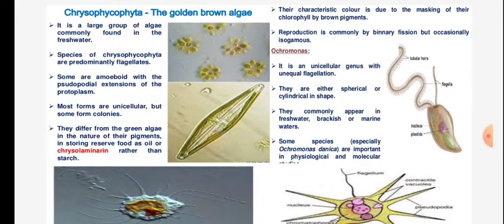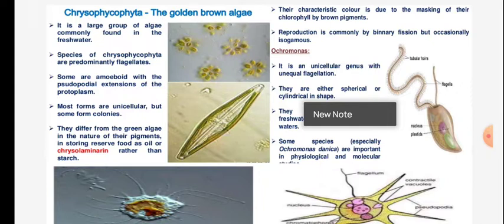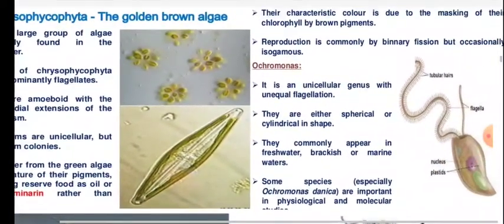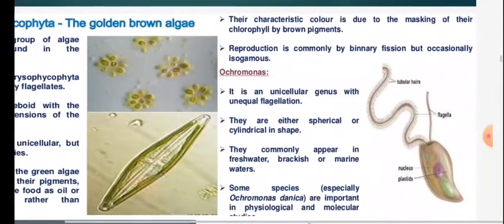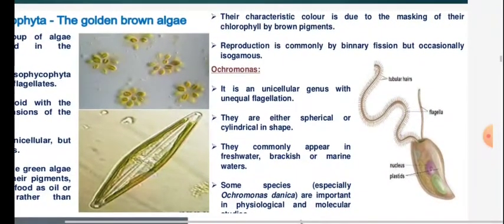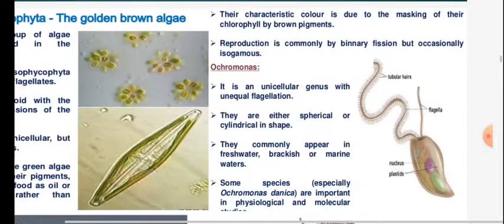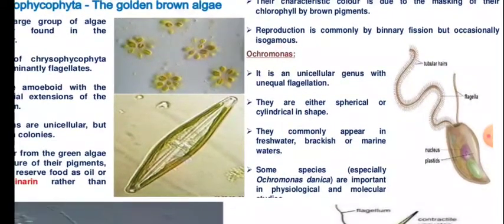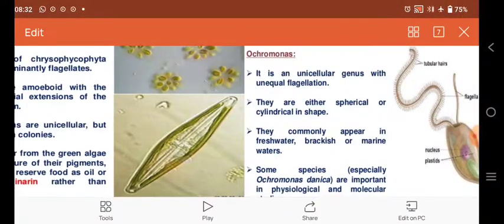They form the golden algae in nature. Their pigments are stored as reserve food in the form of oil or chrysolaminarin rather than starch. So you observe these are the types, and some photographs are there. The characteristic color is due to the masking of their chlorophyll by brown pigments. And the reproduction is commonly seen by binary fission.